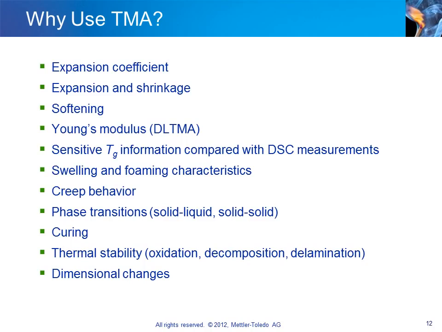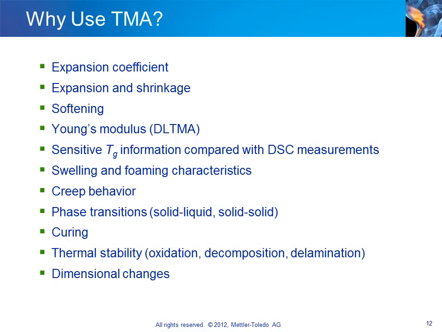Materials soften at the glass transition temperature or on melting. DLTMA measurements are very sensitive to changes in Young's modulus of a sample. The method can be used to detect weak glass transitions that cannot be detected by differential scanning calorimetry, as well as curing processes of highly filled thermosetting composites.